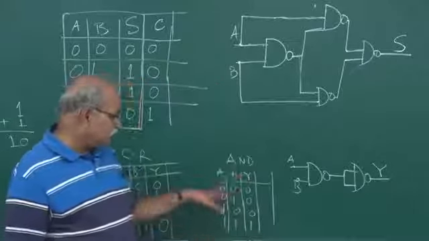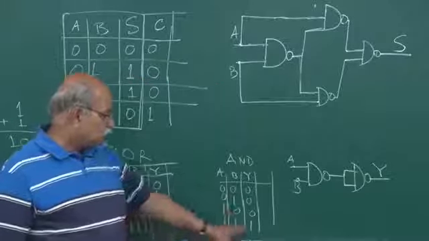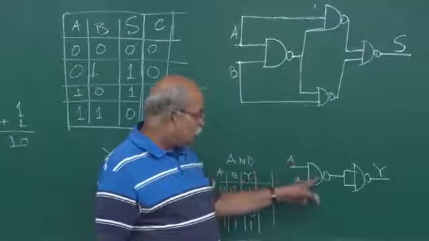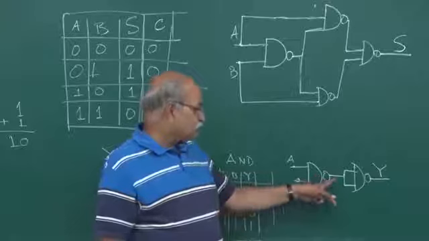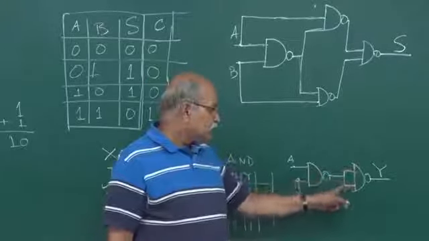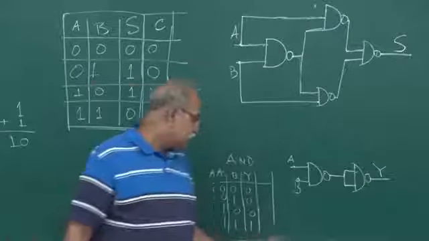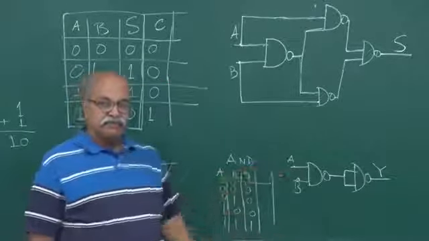And similarly you can check all others. 1, 1 should be 1. So if these both are 1, then 1 and 1 will be 1 here, not of that will be 0 here. So 0 goes here, 0 goes here, 0 and 0 will be 0, and not of that will be 1, so that is 1. So you can check that this is it.